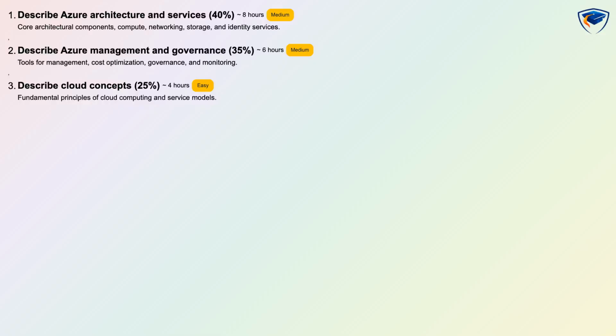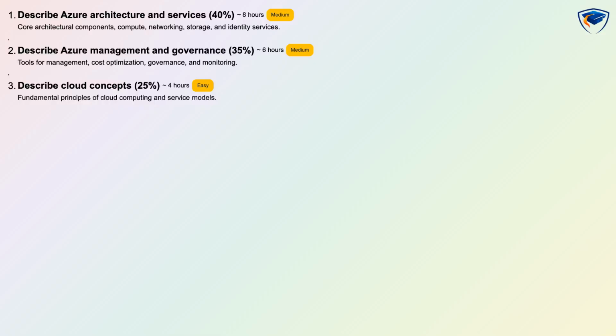The Microsoft Azure Fundamentals exam is divided into three main domains, each covering a specific set of skills and knowledge. The first domain, Describe Azure Architecture and Services, accounts for 40% of the exam and focuses on core architectural components, compute, networking, storage, and identity services. The second domain, Describe Azure Management and Governance, accounts for 35% of the exam and focuses on tools for management, cost optimization, governance, and monitoring.